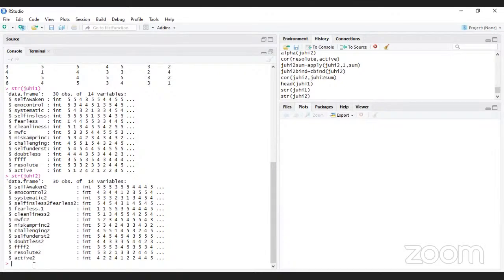Now, what is my intention? My intention is to find out the correlation between this set, Juhi 1 with Juhi 2. Okay, is it clear? So that is the test-retest reliability. For example, there is one variable, that is cleanliness. In case of Juhi 1, you will find cleanliness, and in case of Juhi 2, again you will find cleanliness. So what is the correlation between the two?